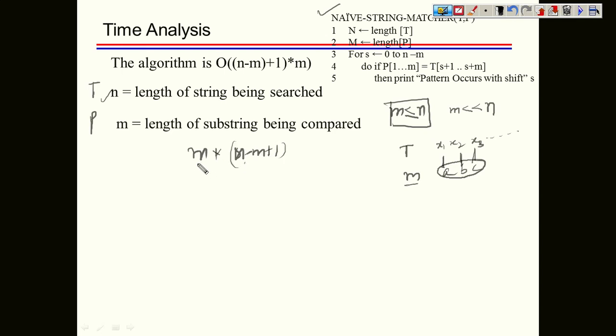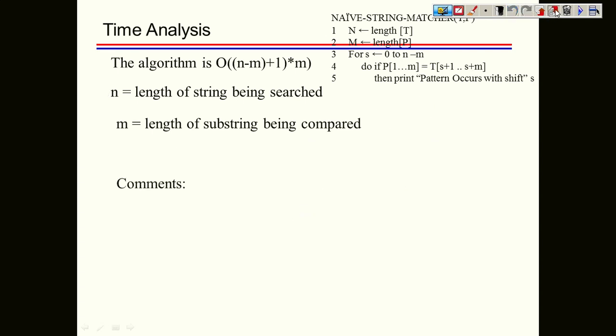So the running time will be m into n minus m plus 1, or this you can also write as big O of n minus m into m. So this is the effective running time that comes out in this algorithm.